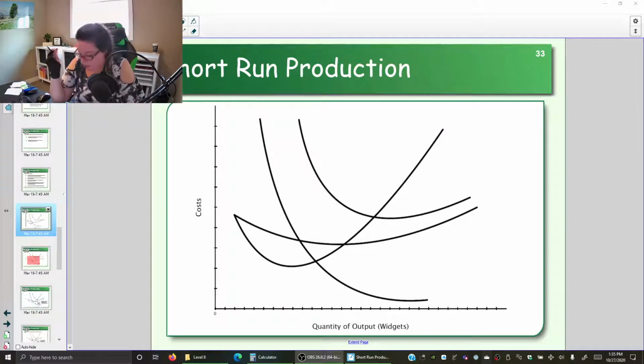So now that we have our graphs, first thing we do is label them. So take a second and label these cost curves. We know which one is which because we can recognize their shape.